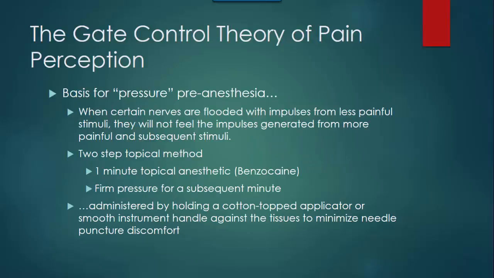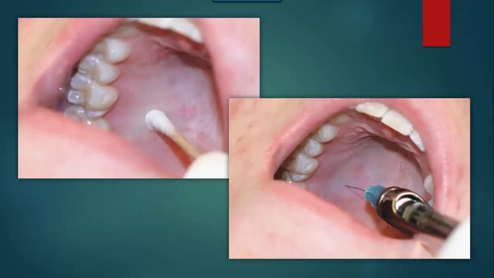Oftentimes, to make these uncomfortable palatal injections more tolerable, pressure anesthesia is used. This is based on the gate control theory of pain. The gate control theory states that there are certain locations or gates in the central nervous system that when flooded with impulses from less painful stimuli will block impulses generated from more painful and subsequent stimuli. So this technique is implemented with palatal injections by applying 1 minute of firm pressure at the penetration site from a cotton tip applicator just prior to the injection.